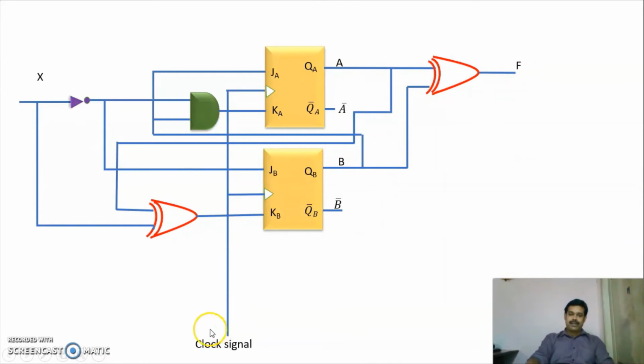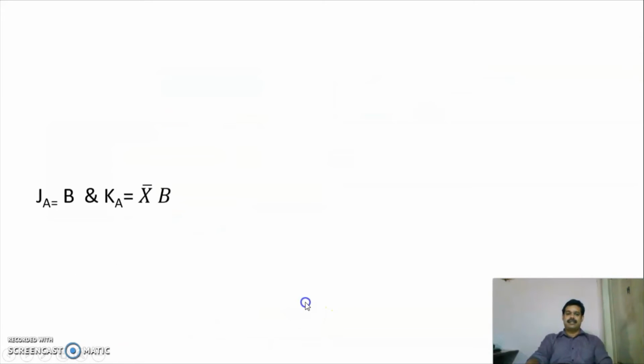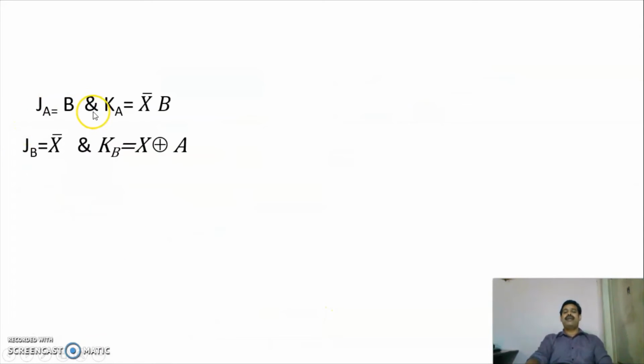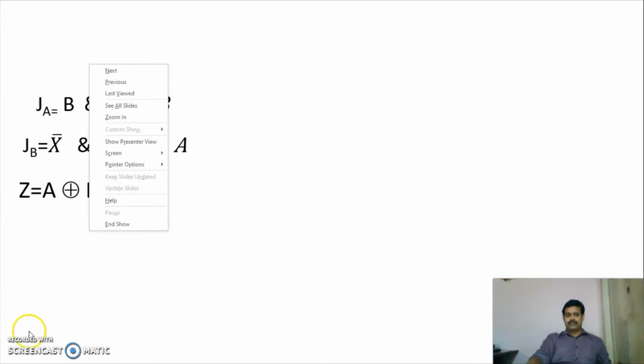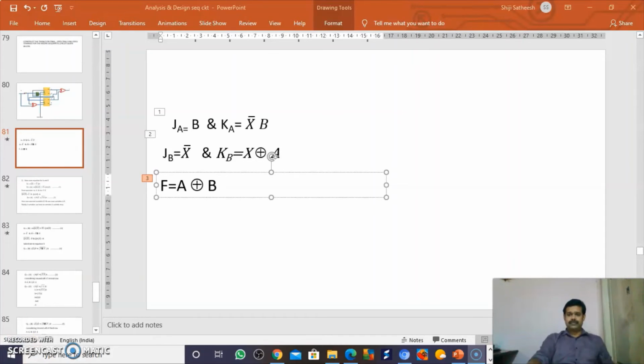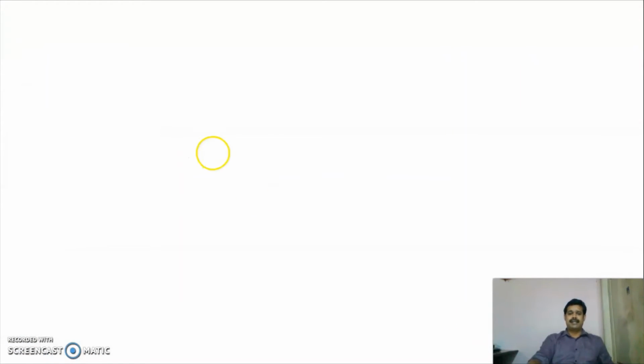So from this circuit, we have to find these things. That is, JA is equal to B, KA is equal to X bar B, JB is equal to X bar, and KB is equal to X XOR A. Similarly, the output Z or F. Output is F. F is nothing but A XOR B.